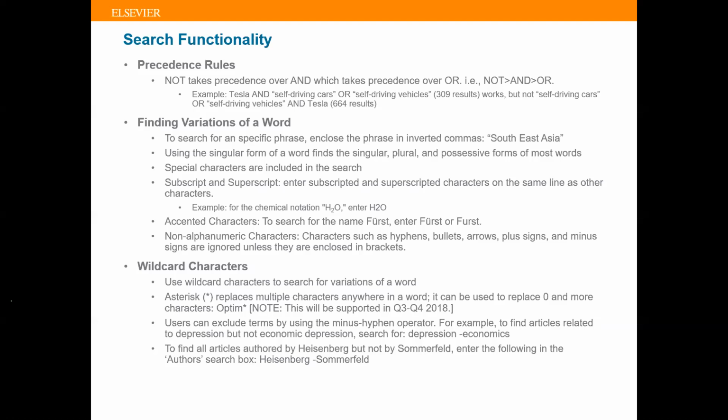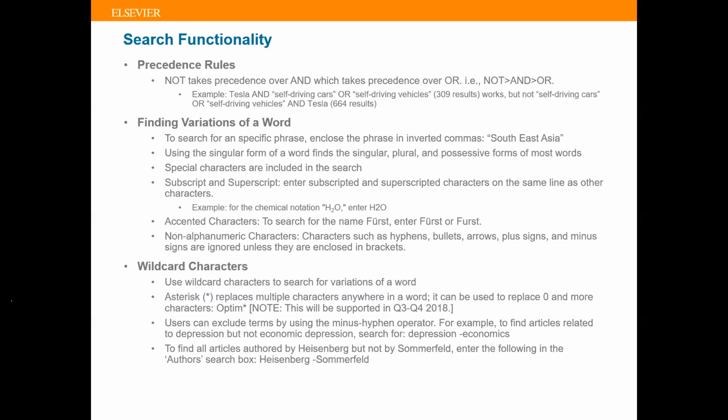If you're looking for an author name, say Professor Fürst, you don't need to type in the umlauts or the special characters. Just simply type in FURST, and we'll make the search easy for you as well. Non-alphanumeric characters are also included, such as hyphens, bullets, arrows, plus signs, and minus signs. They're all completely ignored unless they are specifically enclosed in brackets.